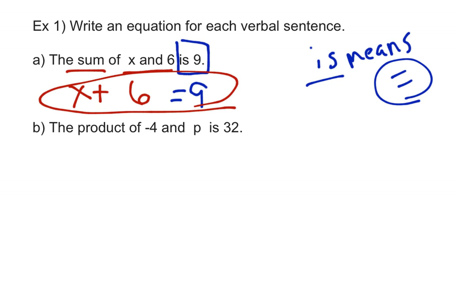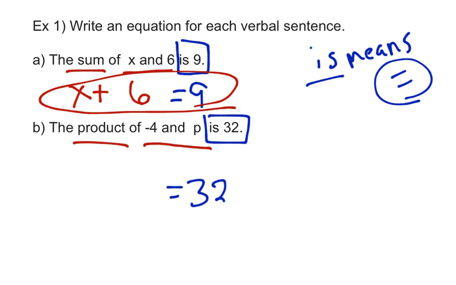Okay, part B. The product of negative 4 and p is 32. Again here, I see this is 32. That's going to be the equal 32. The product. Product is the key word, means we're multiplying. What are we multiplying? Negative 4 and p.